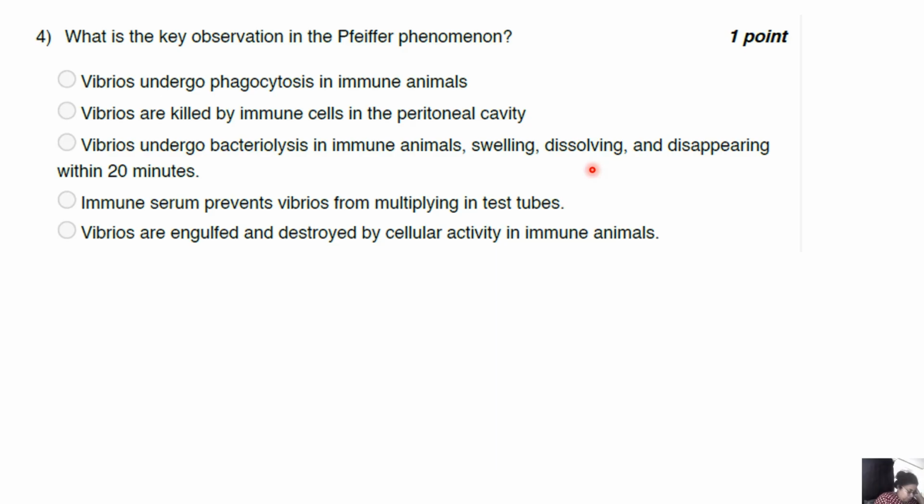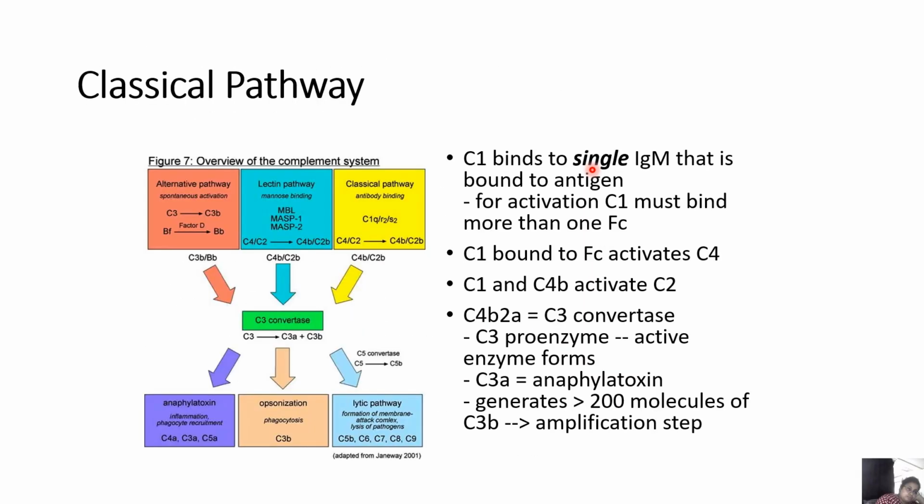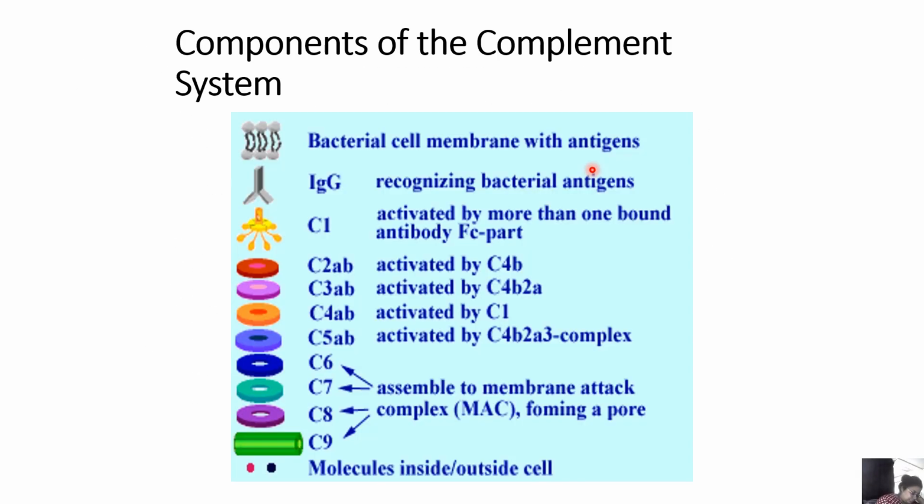So, when we talk about the Pfeiffer phenomenon, what happens? Vibrio cholerae is a gram-negative bacterium, right? Gram-negative bacteria are highly susceptible to MAC, the membrane attack complex. Again, I'll go back to MAC. Basically, MAC will cause swelling, loss of motility and cell rupture, and the bacteria disappear within 20 minutes. So this is extracellular bacterial lysis.